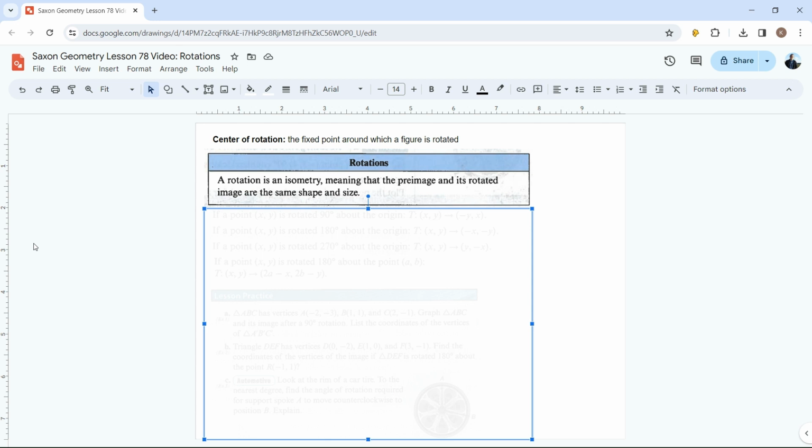Hey, geometry students, welcome to an easy, complicated lesson. We're going to be learning about rotations today, and rotations really aren't that hard of a concept, but they kind of are. Okay, and here's what I mean by that.